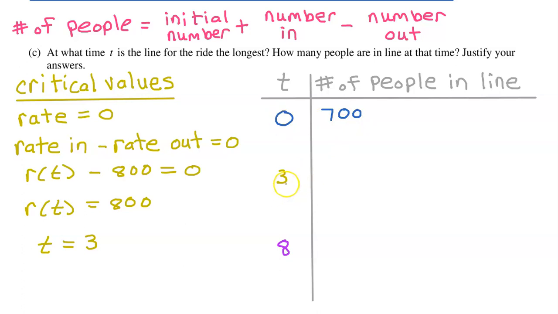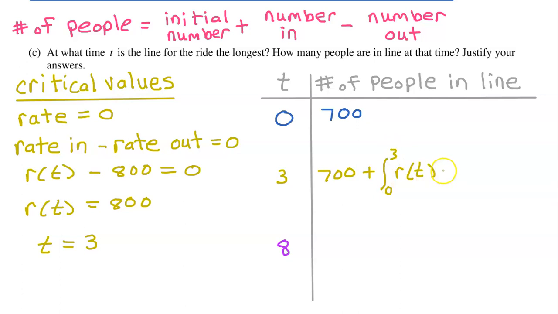To find the number of people in line at t equals 3 hours, we start with the initial number of people, and then we add the number of people who entered the line between 0 hours and 3 hours. If you want to find an amount, you take the integral of the rate. So I will take the integral of the rate at which people entered the line, r of t, between time 0 and time 3.